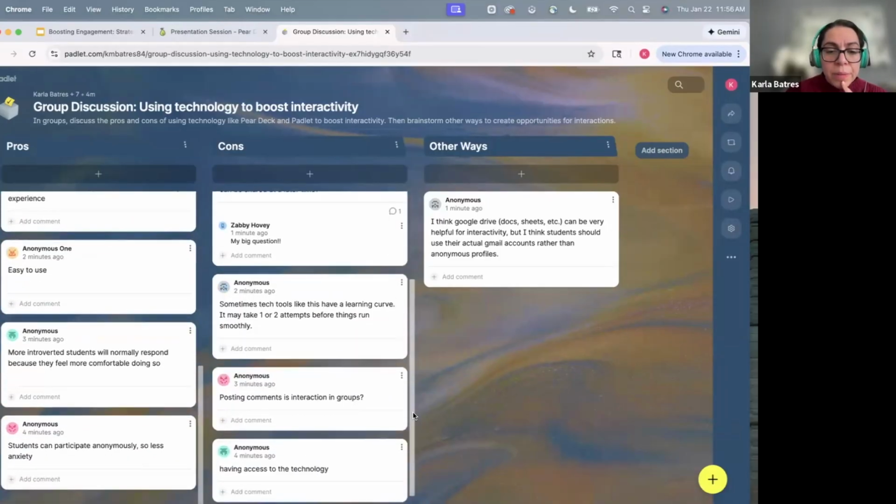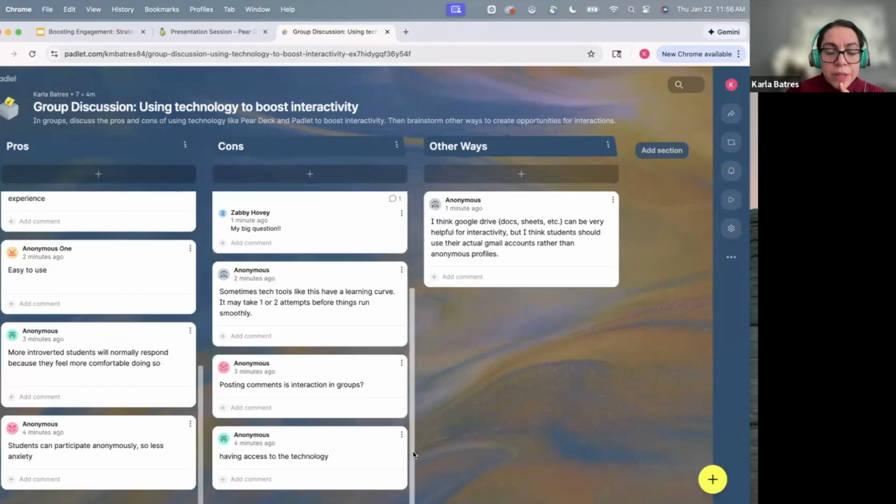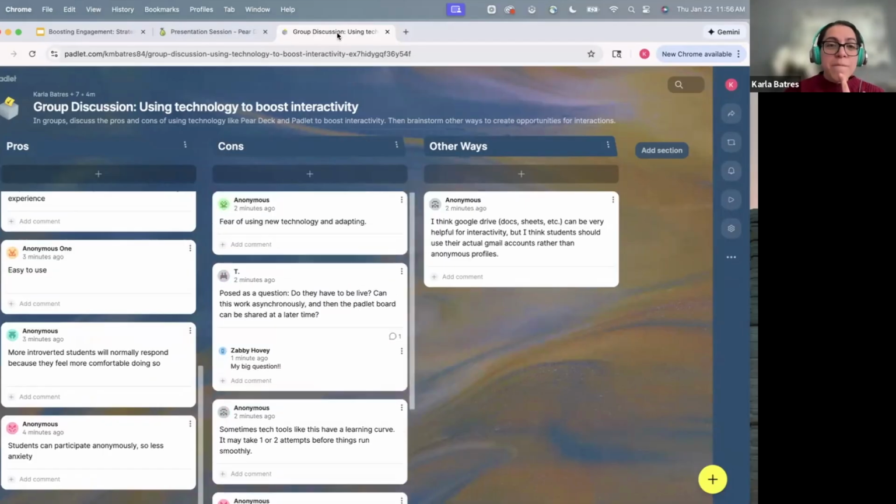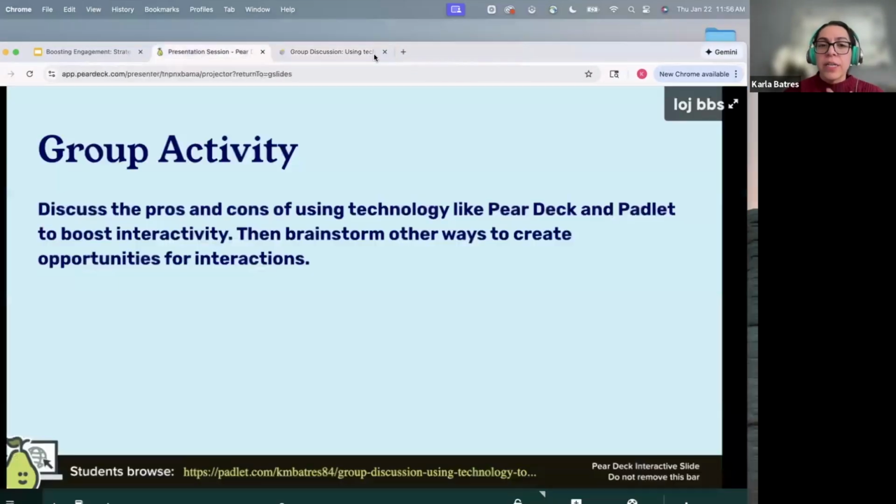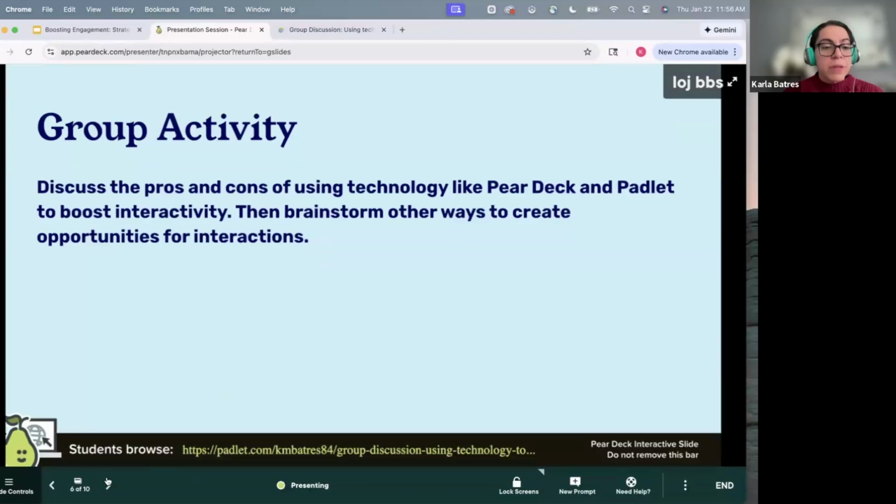Yes, I love the anonymity. I wouldn't say it's true interaction. It's more like pseudo interaction, but I will say it's probably more interactive than what we see currently. Students do enjoy it a lot.